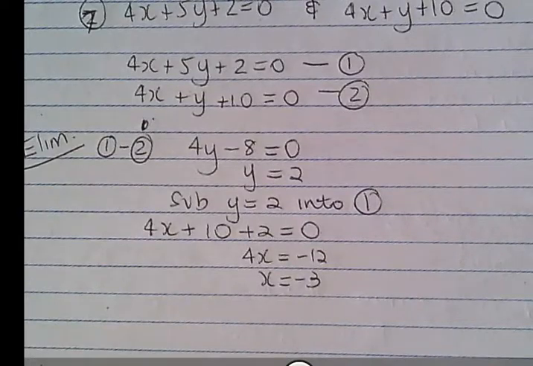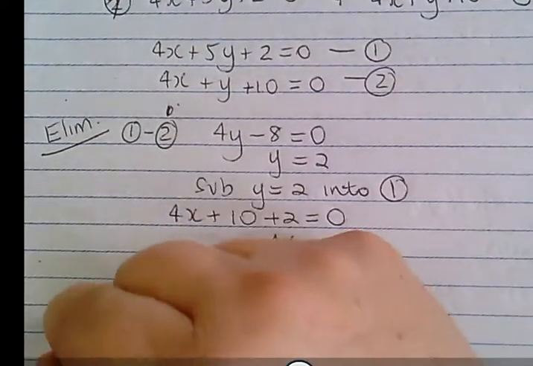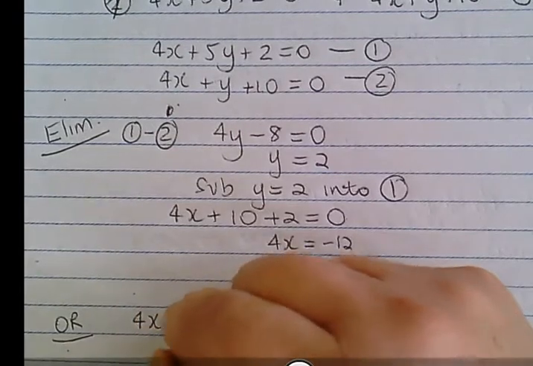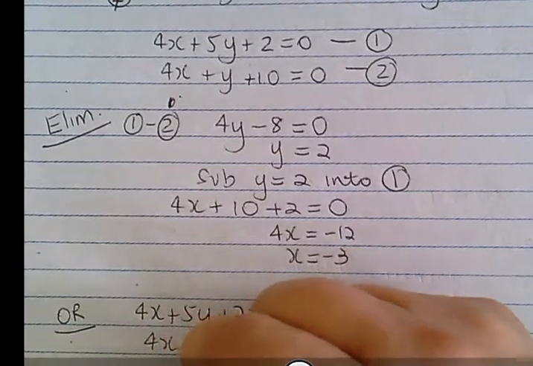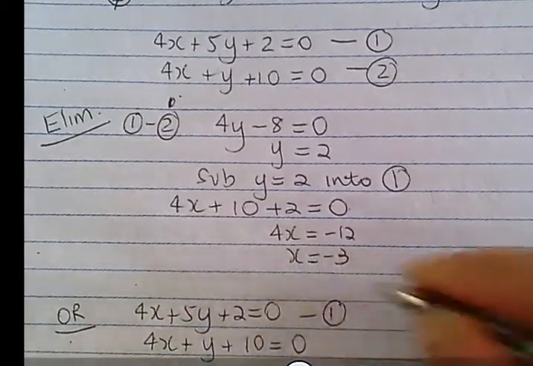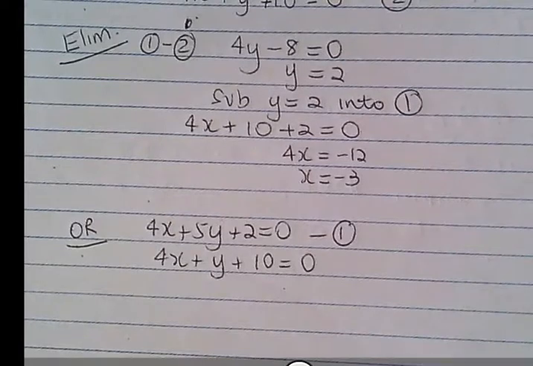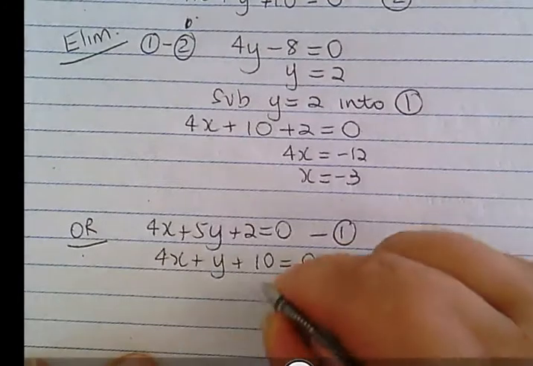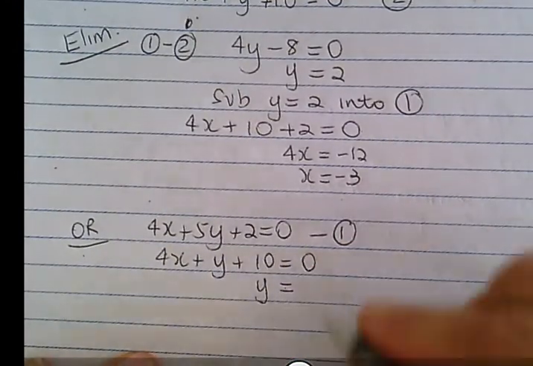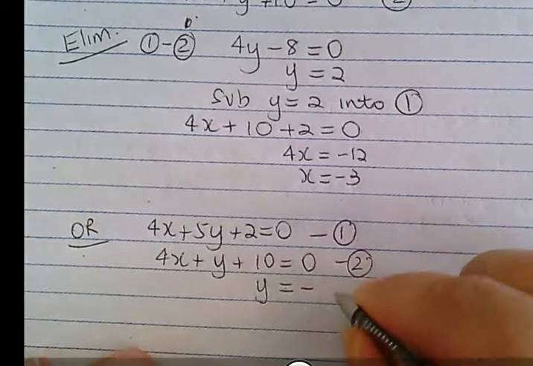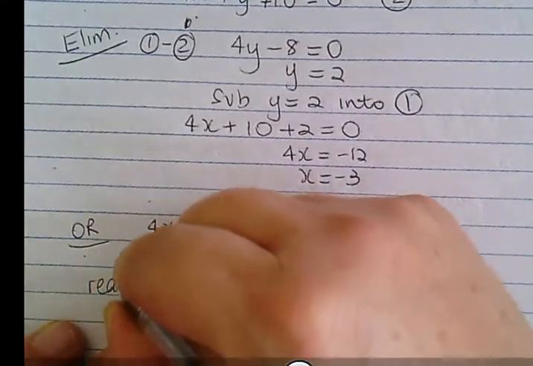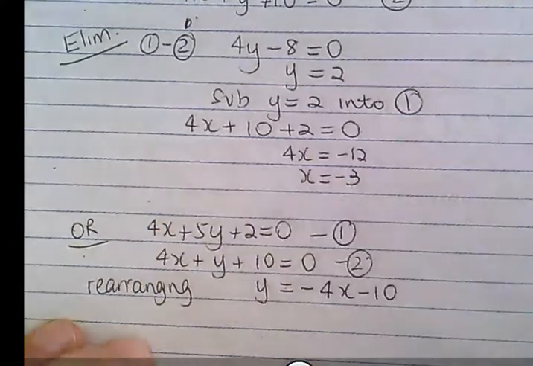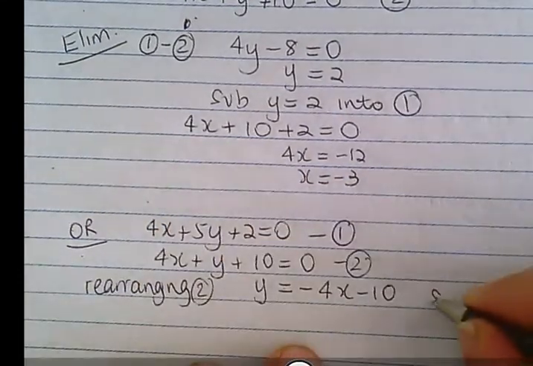If I did decide to use substitution, or if I wanted to substitute, I would rearrange equation 2. But look, I'll tell you, when one of the equations is in the form of x equals or y equals, that's when you substitute. All right, I can rearrange equation 2 and get y equals what? Negative 4x minus 10. So rearranging number 2, I get that, and then I'm going to go sub in 1.